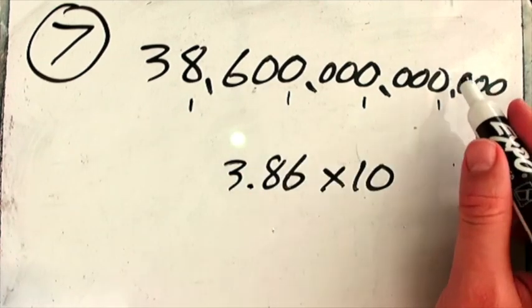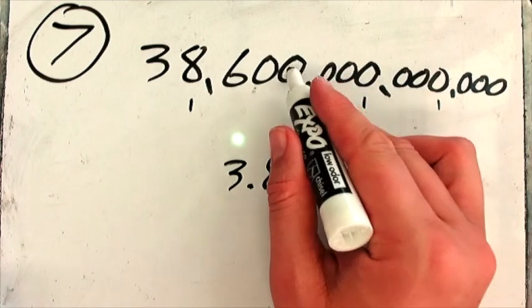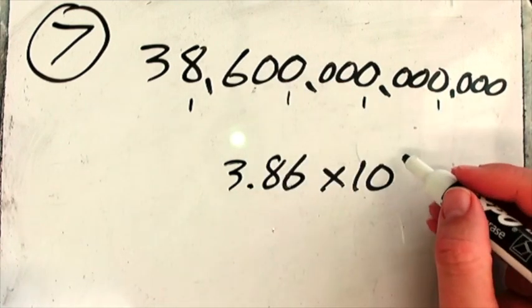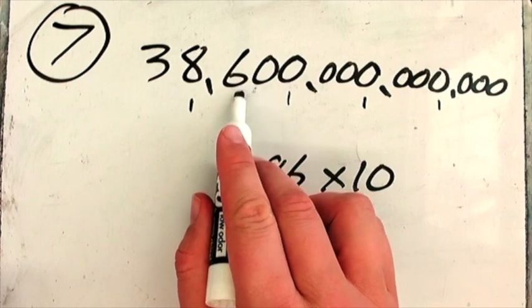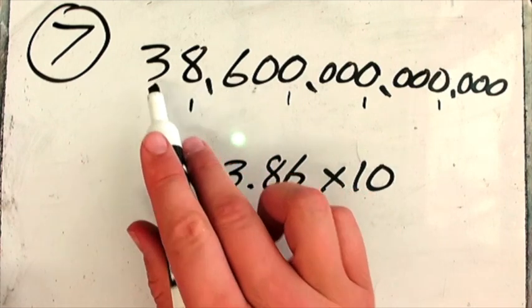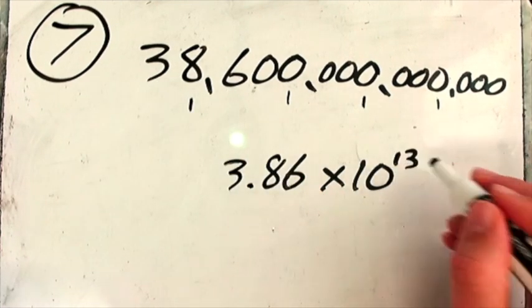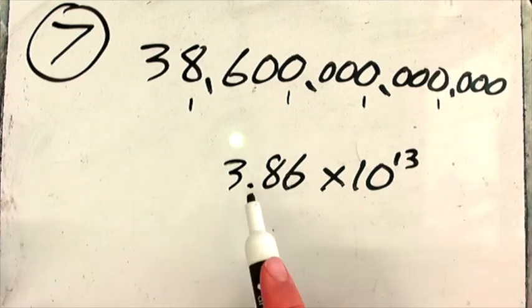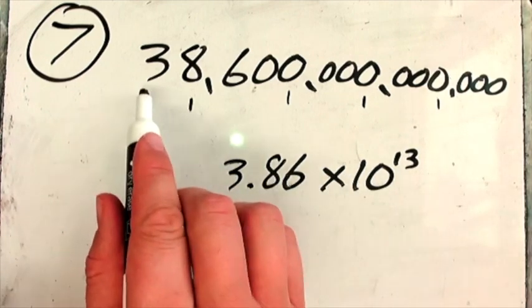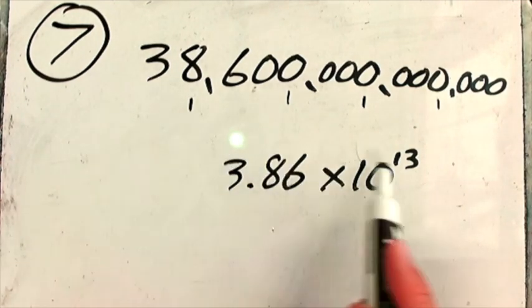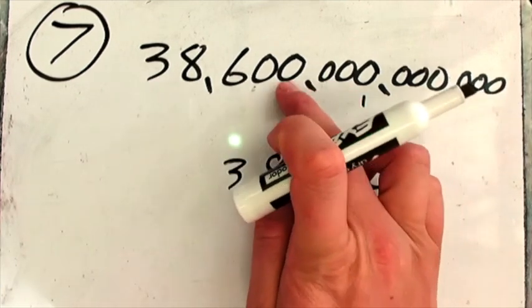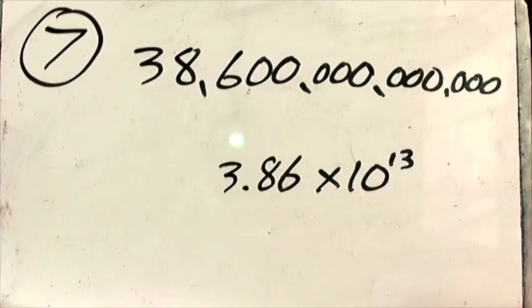So there's 1, 2, 3, 4, 5, 6, 7, 8, 9, 10, 11 zeros, plus however many more decimal places I had to move. So I moved 1 and 2. So 10 to the 13. 3.86 times 10 to the 13 is this number. If you doubt me, do it on your calculator. But this is a faster way to write massive numbers.